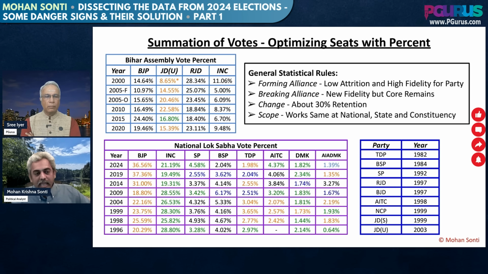But Congress otherwise had a faithful 20%, right? Correct. But we see how the breaking alliance changed. So keep this in mind, these are the very general rules, and you will see these rules being followed at practically every level, national, state, and constituency. All right. So we'll move to the next one.